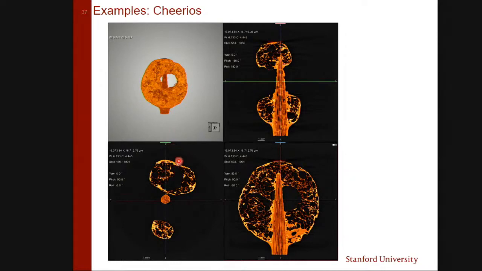And then you see slices. So this particular slice is horizontal. This particular slice is vertical, and there is another vertical at 90 degrees. So that's what you usually see.